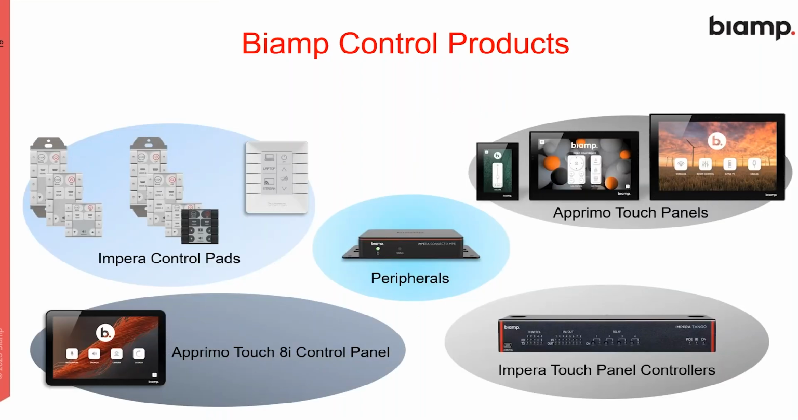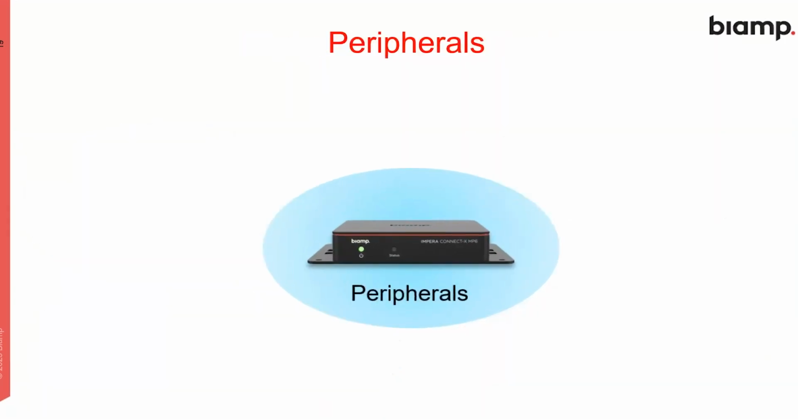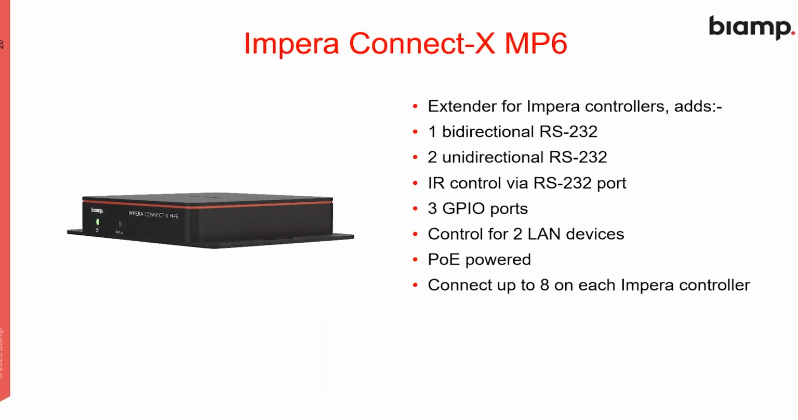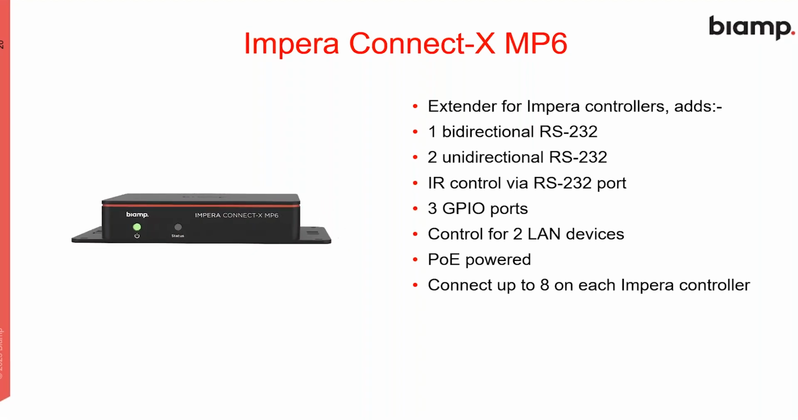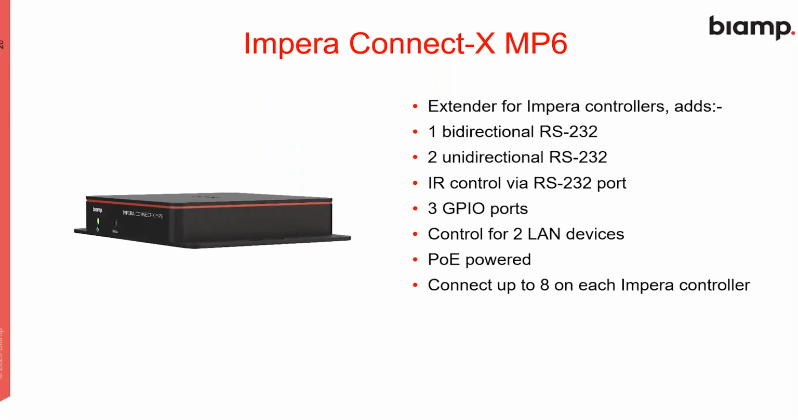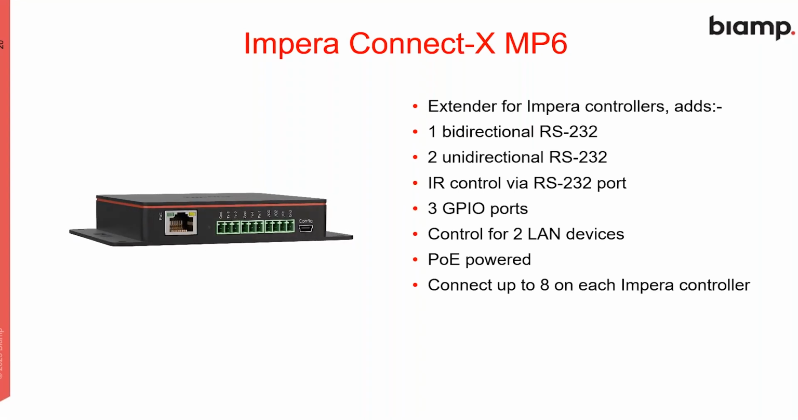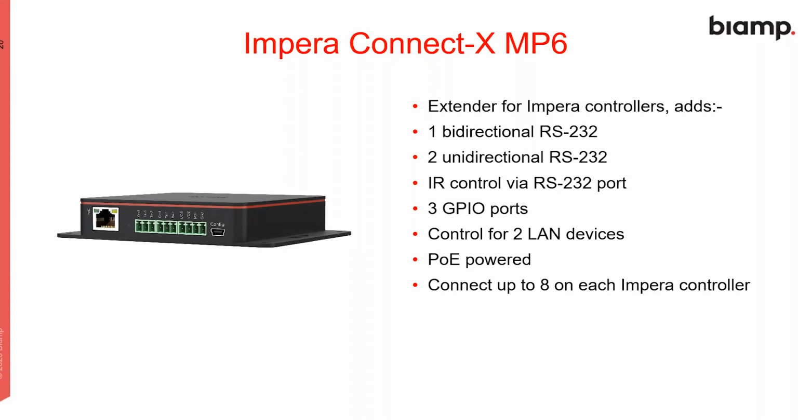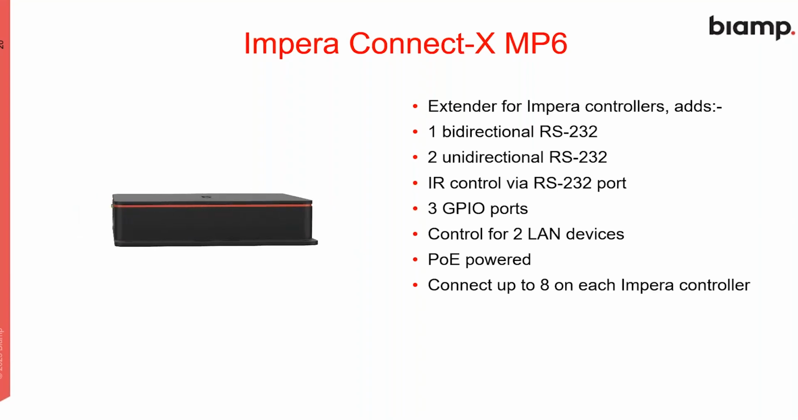Then lastly, in the peripheral section, we have one product at the moment. This is called the ConnectX MP6. So this is an extender for the Impera controllers, so the Tango or the Touch 8i, and it allows the addition of a single RS-232 bidirectional port or a unidirectional RS-232 port or two unidirectional RS-232 ports. But then also one of those ports can be given over to infrared, also 3 GPIO ports, and control for 2 LAN devices. So this is a great addition to either of the controllers that we've got at the moment.